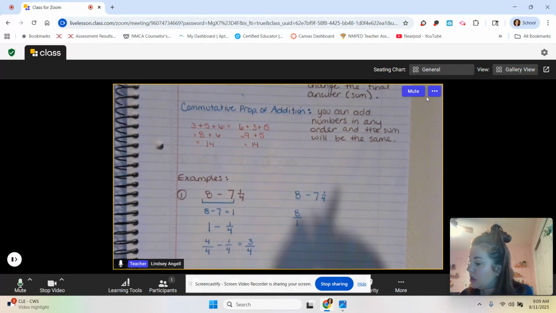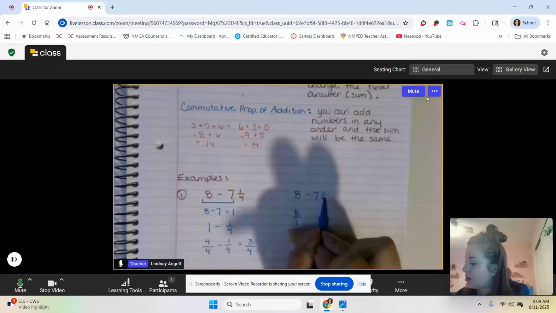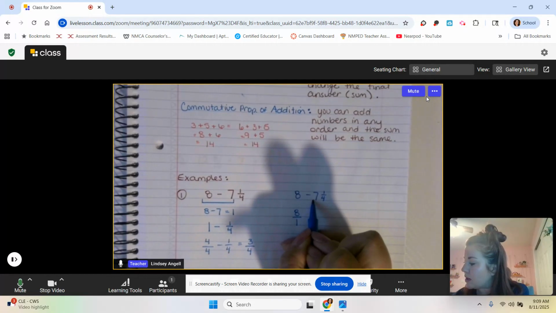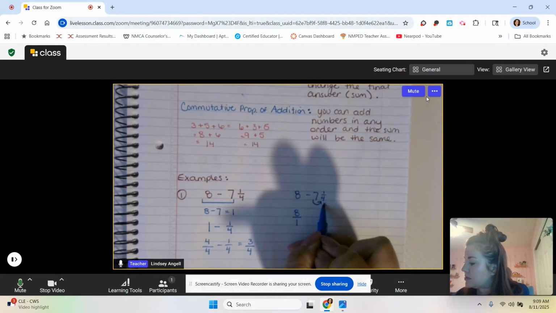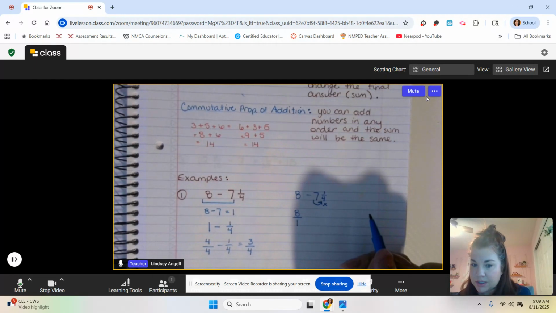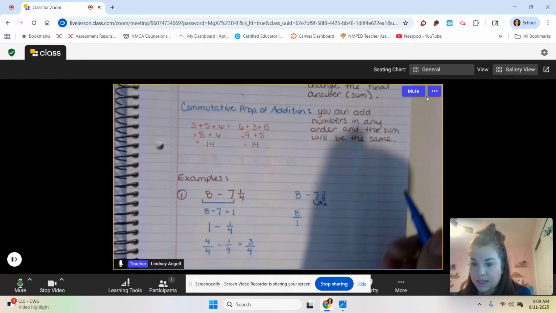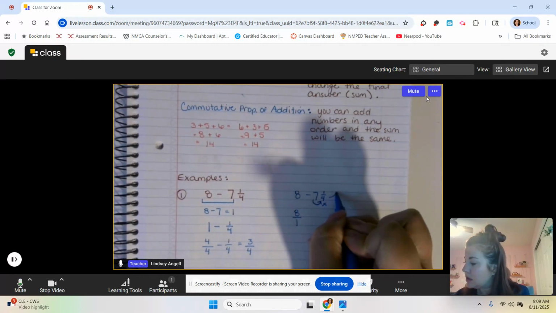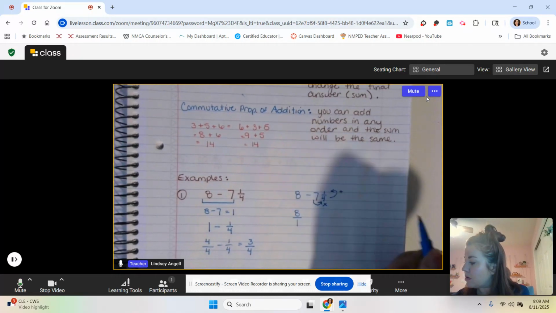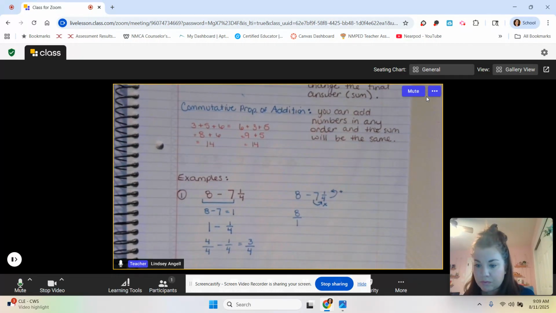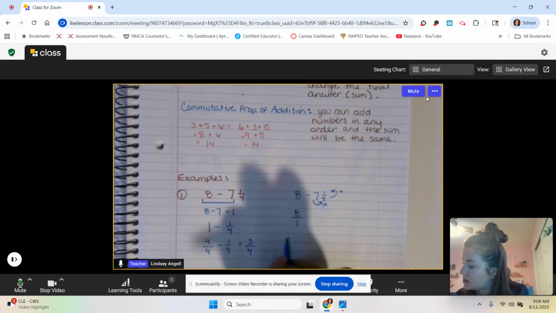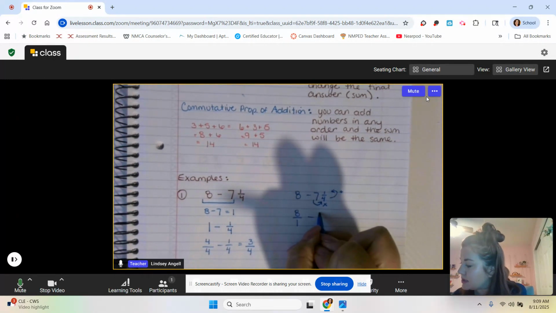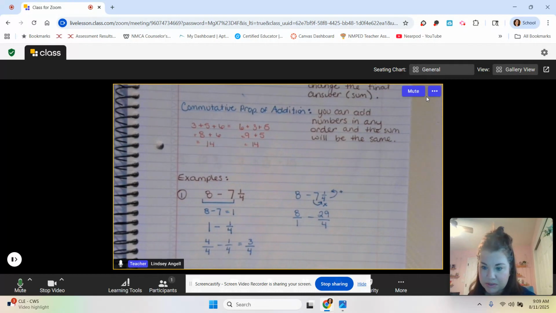Okay, and then 7 1/4, well, we're going to take our whole number, multiply it by our denominator. So 7 times 4 gets me to 28, plus 1, our numerator, gets me to 29. So we have 8 over 1 minus 29 over 4. Well, that's kind of gross looking, isn't it?